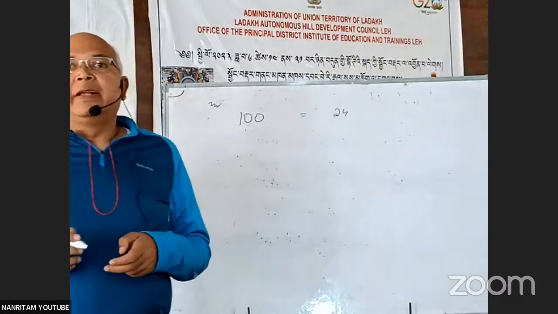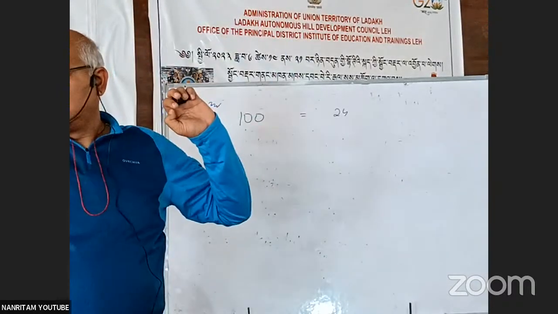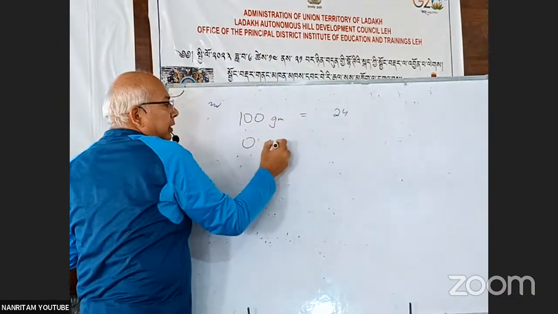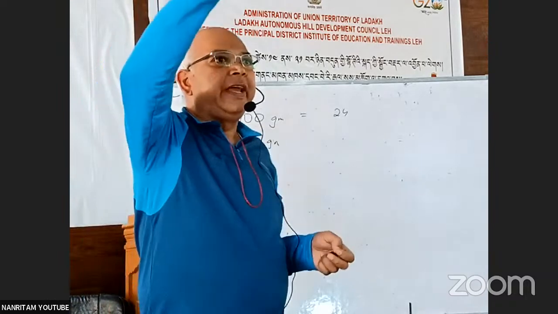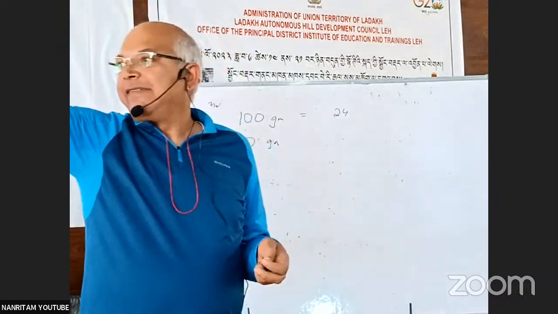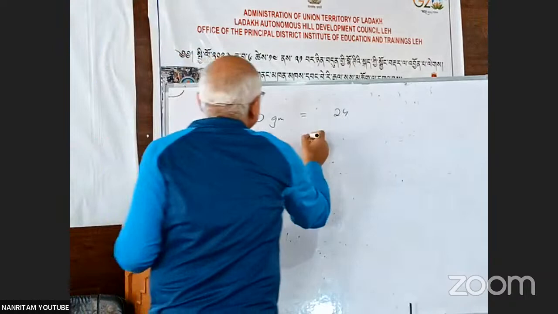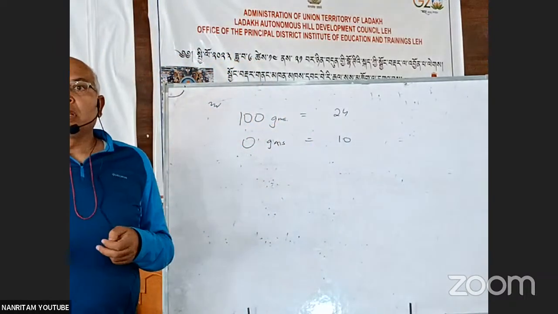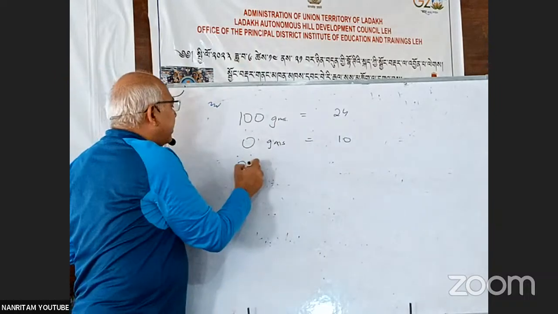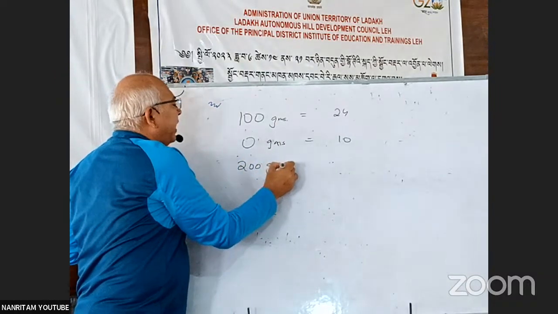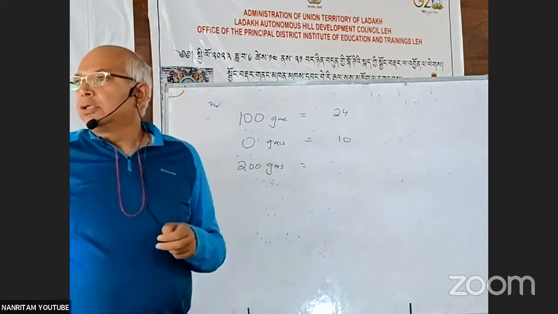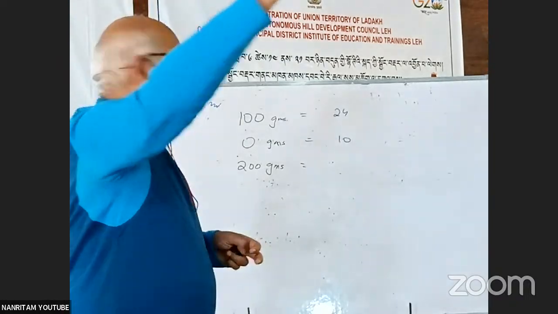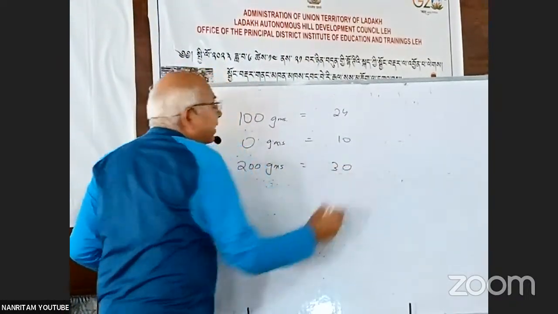How many of you say 0? 1, 2, 3, 4, 5, 6, 7, 8, 9, 10. So 10 people are saying 0 grams. How many of you say 200 grams? It was 200 before, it will still be 200. 1, 2, 3, 4, 5, 6, 7. So around 30 people are saying 200 grams.